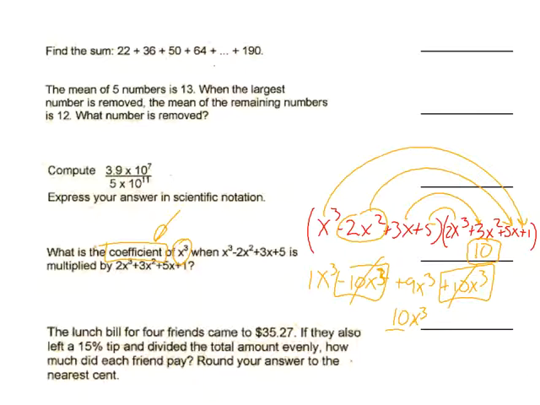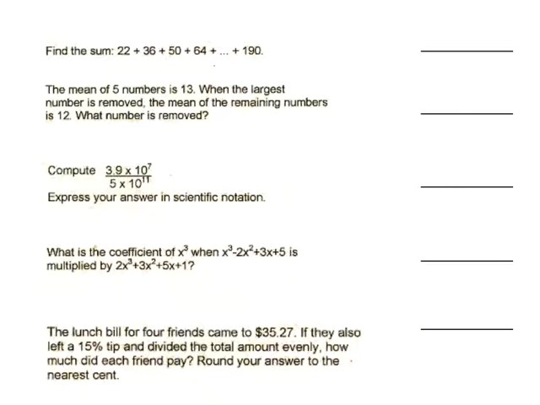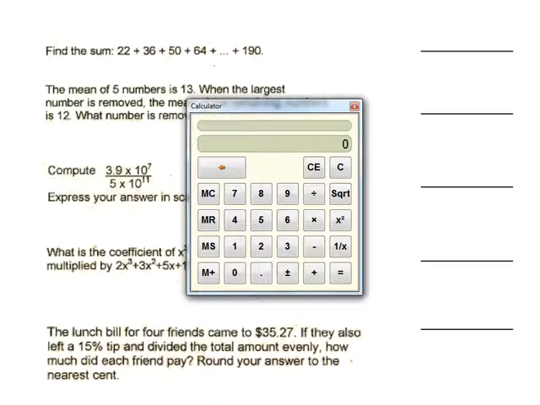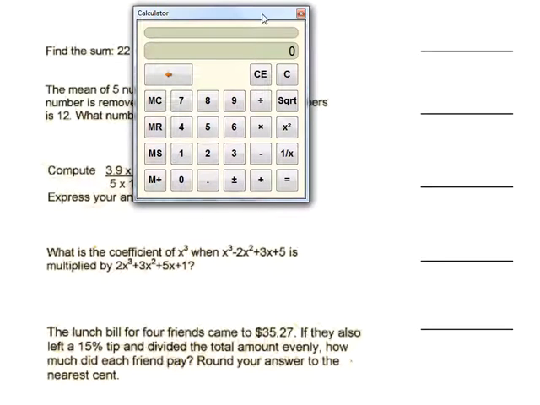Finally, the last problem. This one actually requires a little more computation, and in the interest of getting this video under the 15-minute barrier, I'm going to use a calculator. The lunch bill for 4 individuals came to $35.27. If they also left a 15% tip and divided the total amount evenly, how much did each friend pay? Round your answer to the nearest cent.